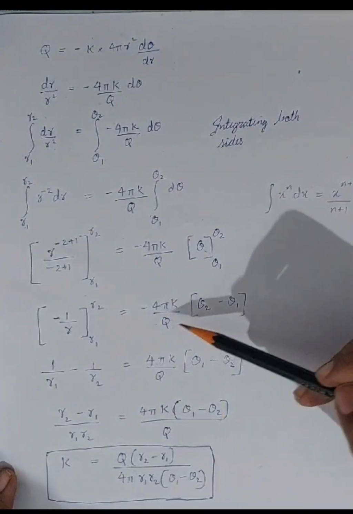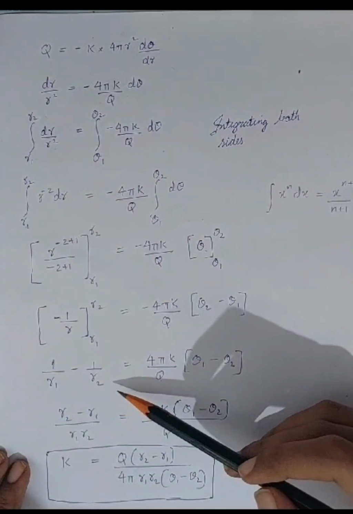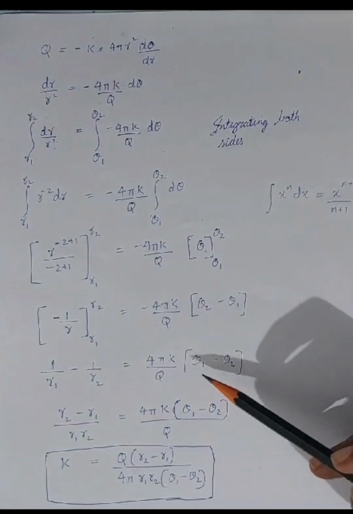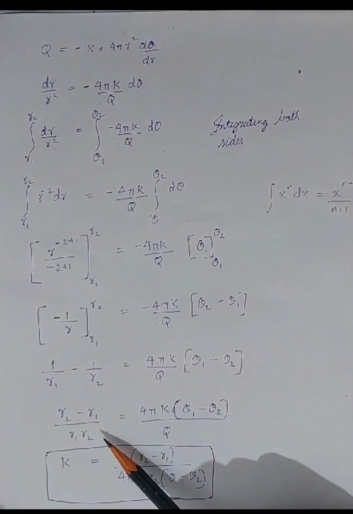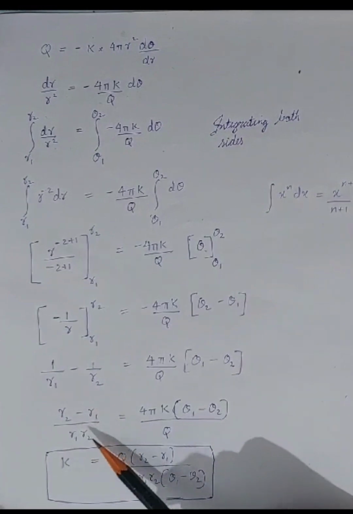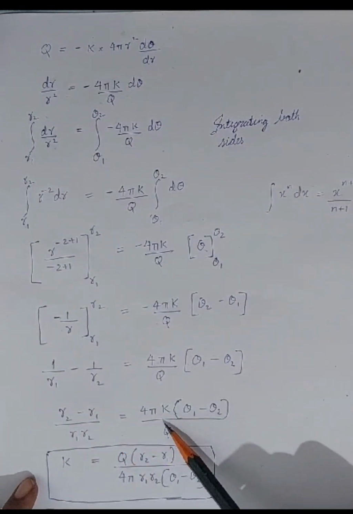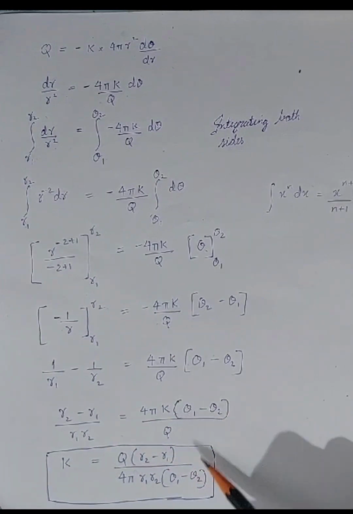Here we put all the limits. So in the next step we get 1 by r1 minus 1 by r2 equals 4πK by Q into (θ1 minus θ2). On the next step we cross multiply. We do cross multiplication in LHS. We get (r2 minus r1) by r1r2 equals 4πK times (θ1 minus θ2) by Q.